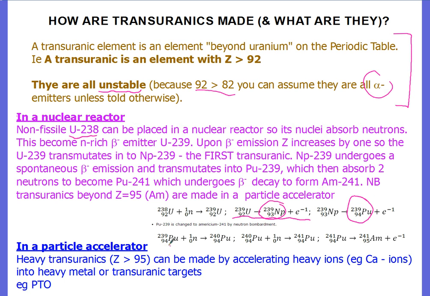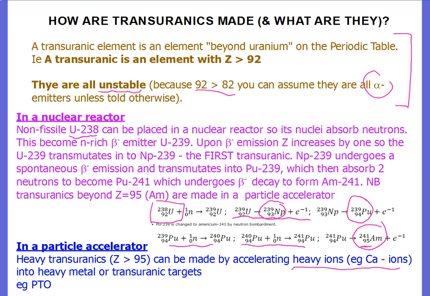Plutonium can then absorb 2 more neutrons because it's still inside the nuclear reactor, to become plutonium-241, which will then undergo beta decay to produce americium-241. So you can actually make neptunium, plutonium, and americium just by putting uranium-238 inside a nuclear reactor, and they're the first 3 transuranics. However, if you want to make transuranics with atomic numbers bigger than 95, you have to use a particle accelerator. What they do is they accelerate heavy ions, such as calcium ions, into heavy metal or transuranic targets to make heavy transuranics. So just like a commercial radioisotope, you can use a nuclear reactor or a particle accelerator to make transuranics.